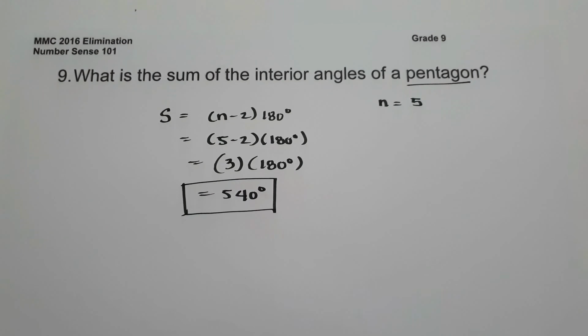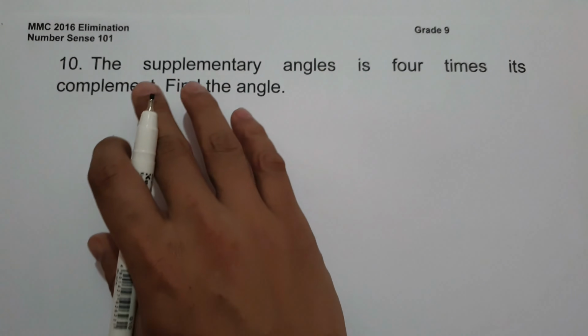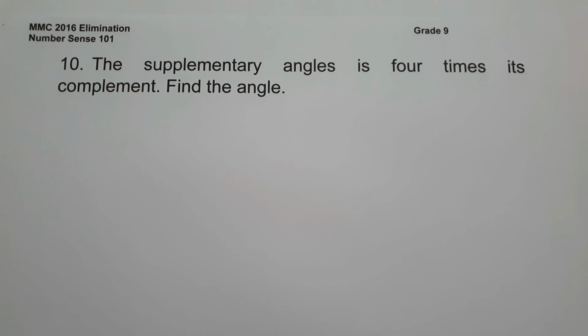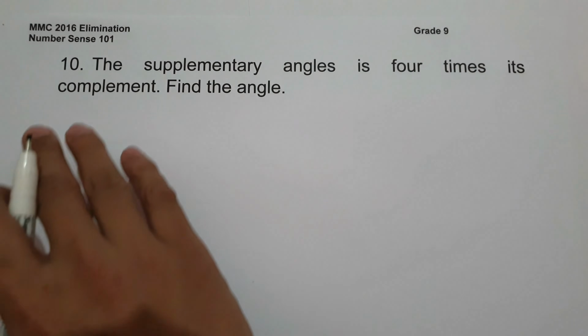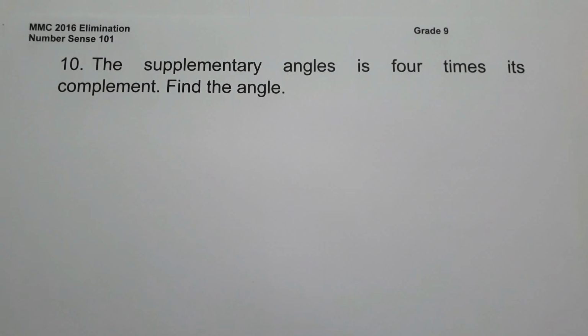On number 10, the supplement of an angle is 4 times its complement. Find the angle. So when we are talking about supplementary, if we add two angles, that is 180 degrees. And when we are talking about complementary, when we add two angles, that is 90 degrees. So how can we find the angle in the given statement?